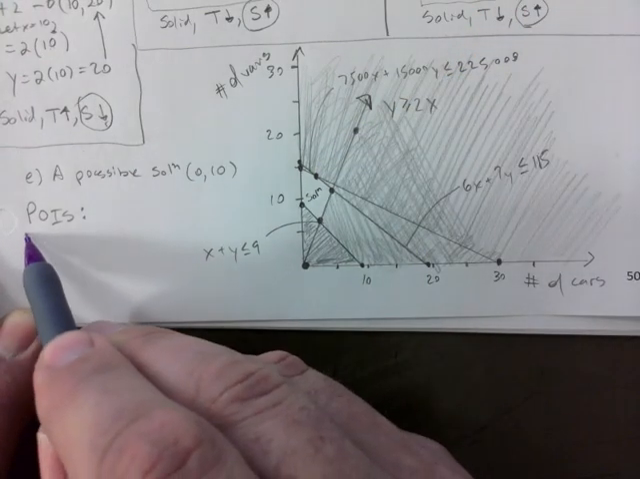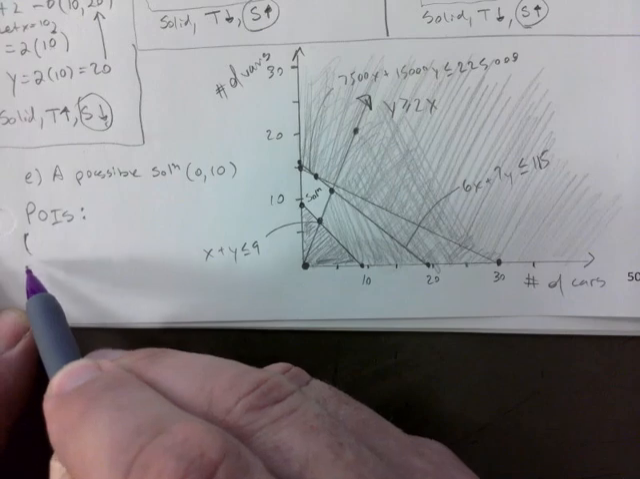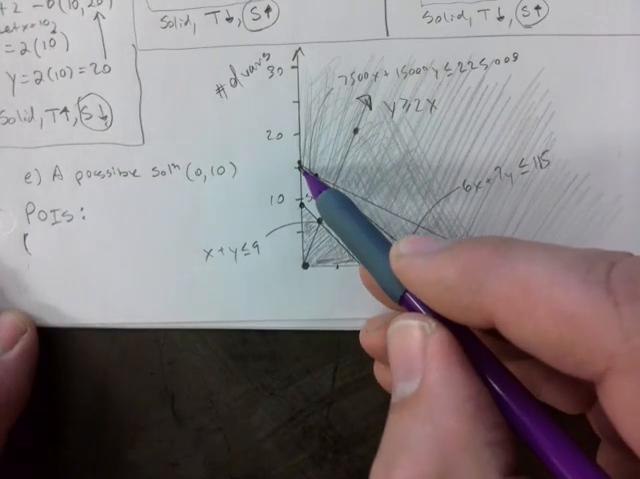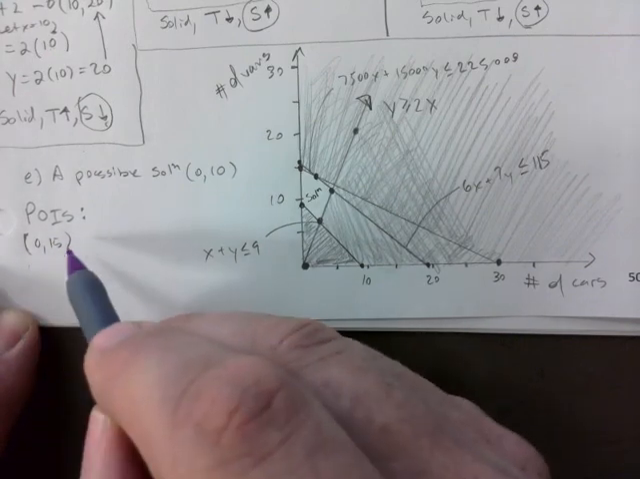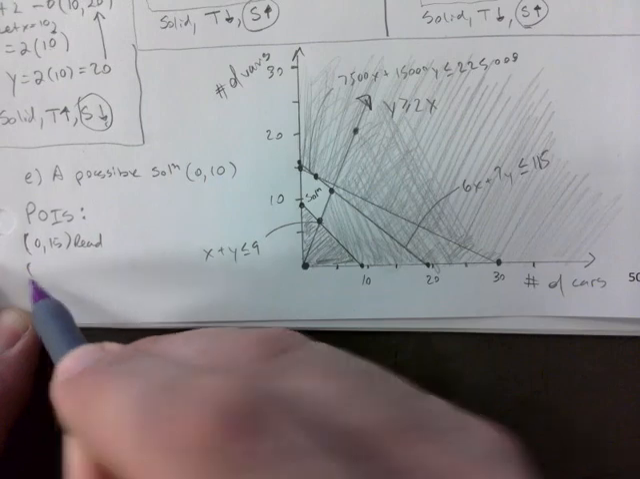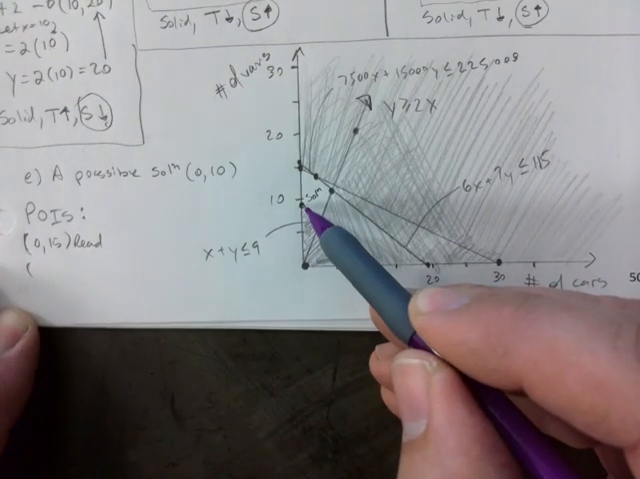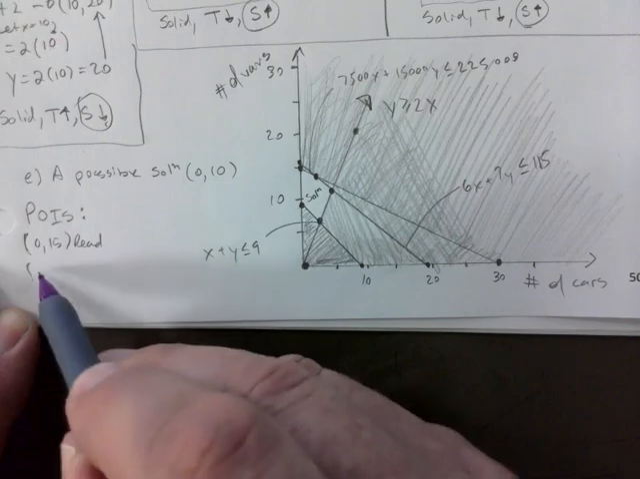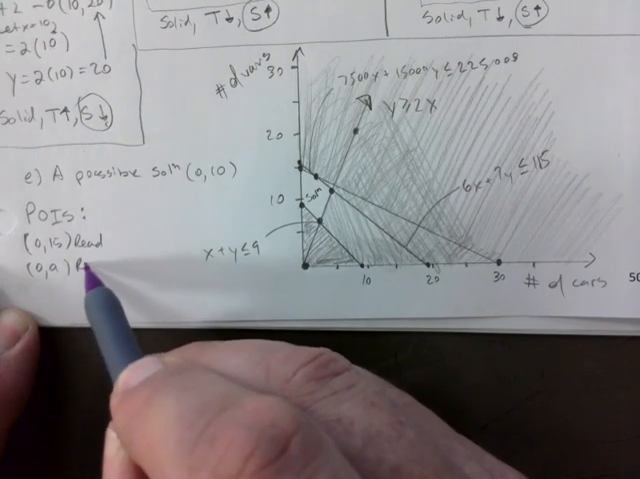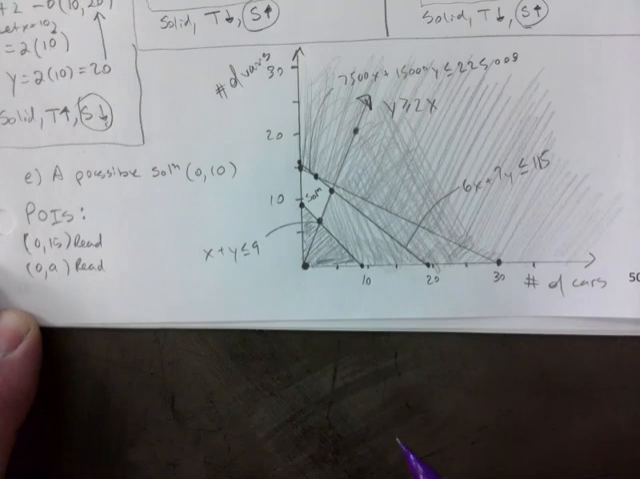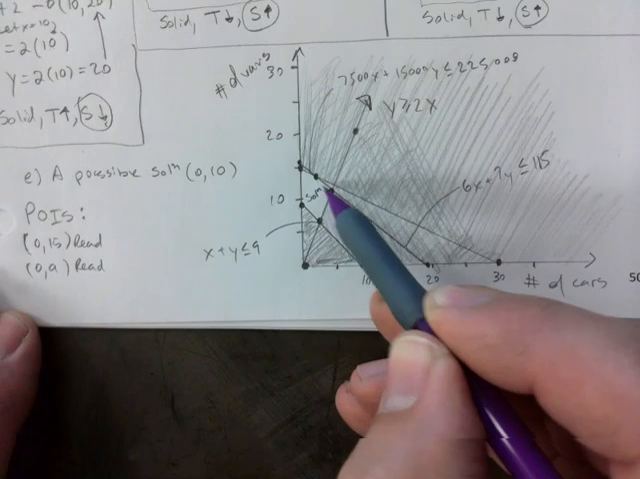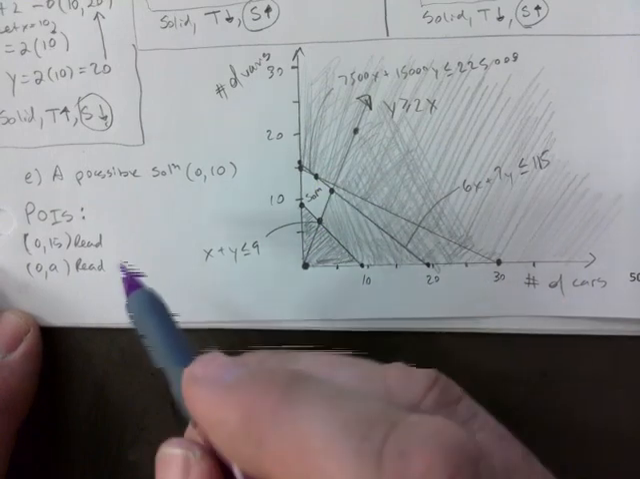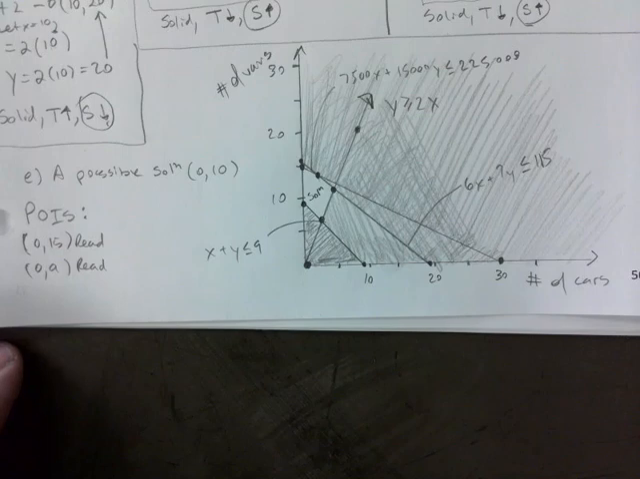So let's write them down. Let's do the ones we don't need a calculator for. Like this one right here is (0, 15). I just read that one. This one down here, along the y-axis, that's (0, 9). I just read that one off the graph. So now I just need to find these 3 here. I'm just down to these 3 with the calculator. So let's go ahead and do that.